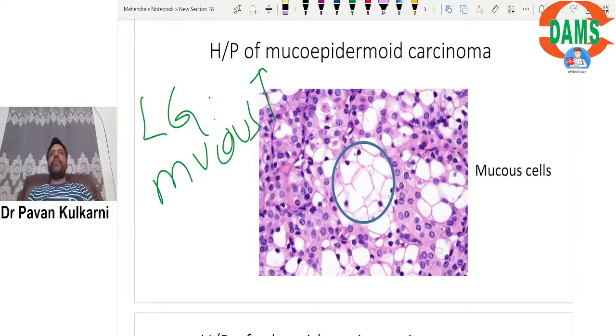One of the important differences: more cystic space and more mucous cells in low grade, whereas less cystic space and less mucous cells in high grade. Obviously, since mucous cells are less in high grade, what will you see? More epidermoid cells. So in high grade, you will see more epidermoid cells rather than mucous cells.